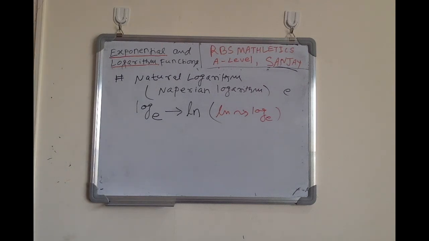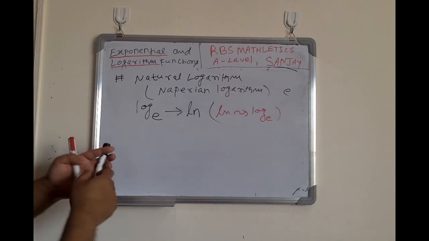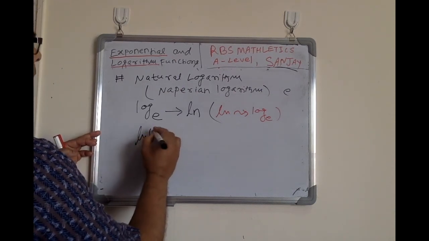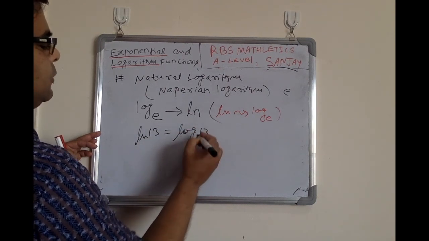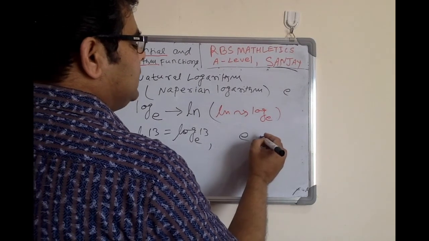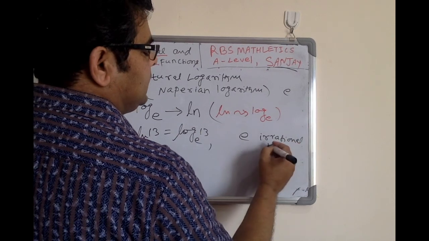So in that case, let me tell you something more about that. For example, if something is written like this, ln of 13 means you are going to calculate log of 13 to base e, and note that e is an irrational number. This is not a rational number.